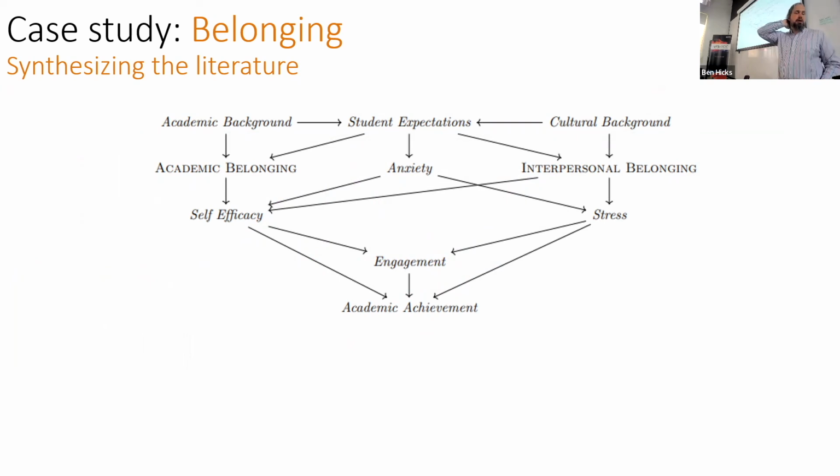We're splitting belonging into two types, interpersonal and academic belonging. Of key interest was the influence on engagement and achievement, but also the different aspects of the student's background and how they influenced how belonging worked in the system.